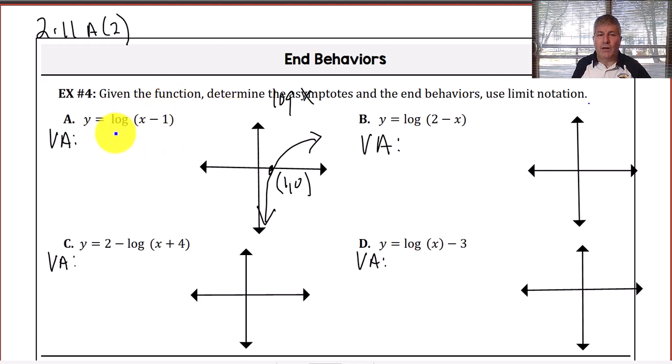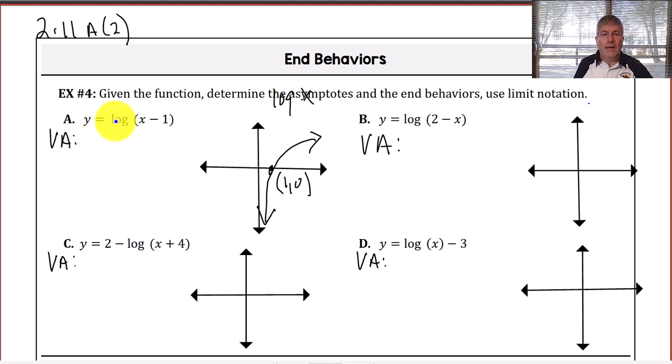Given the function y equals log of x minus 1, determine the asymptotes, the end behavior, and then we'll use limit notation to describe that end behavior. So in this first graph here, I've taken the liberty to just sketch a graph of log x, where we've got our point through (1, 0). We've got our vertical asymptote at x equals 0. That's kind of our standard or our parent logarithmic function.